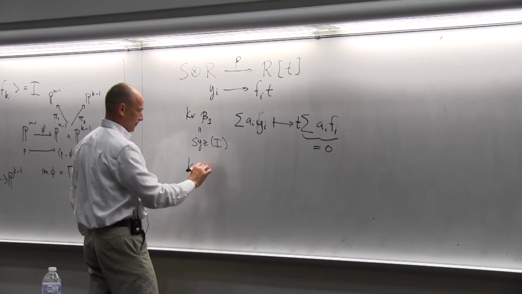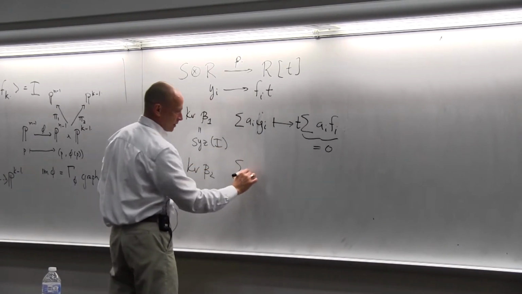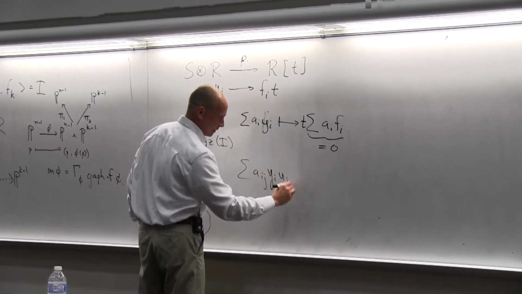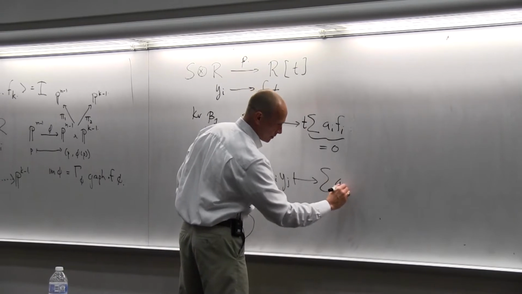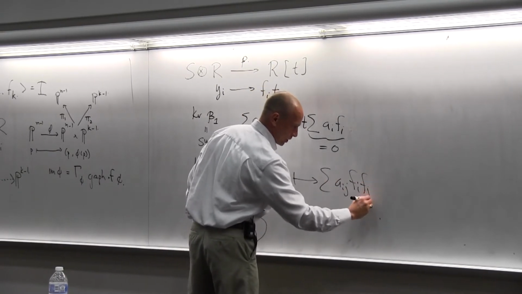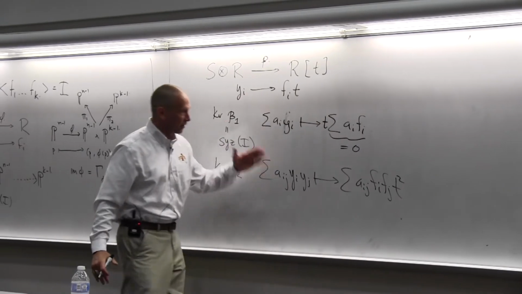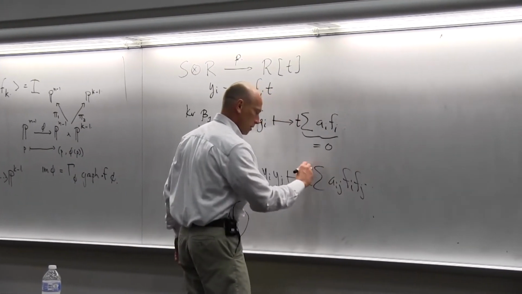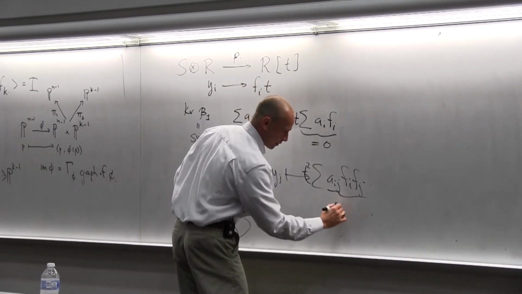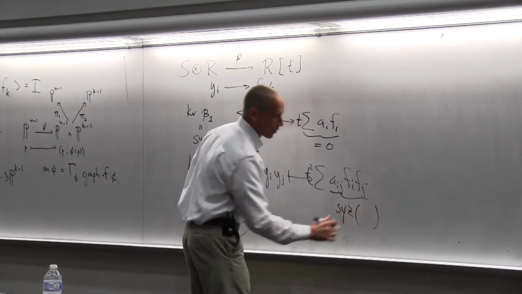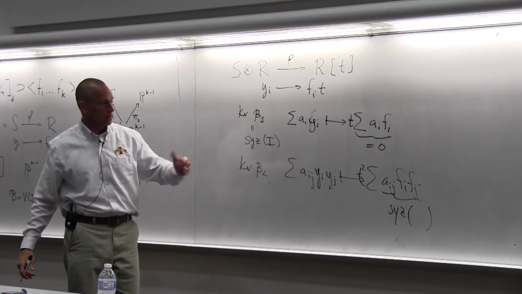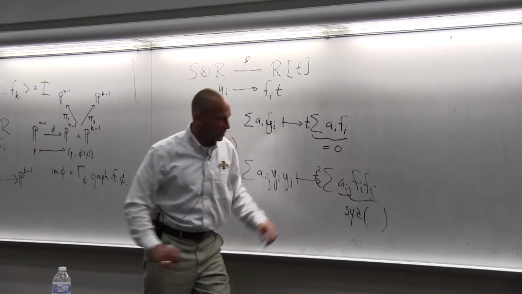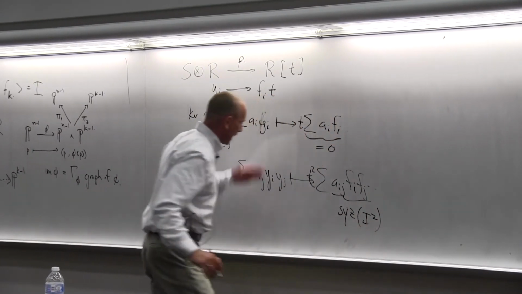What about the kernel of beta 2? So the sum of a_ij y_i y_j is now going to map to the sum of a_ij f_i f_j t squared. Exactly, just pushing through. Again, the t squared pops out, and we get a syzygy. But who's this a syzygy on? Somebody help me out. Not an espresso prize yet. It's a syzygy on the square of the ideal, right? This is in the square of the ideal. Syzygies on the square. And we keep on going.